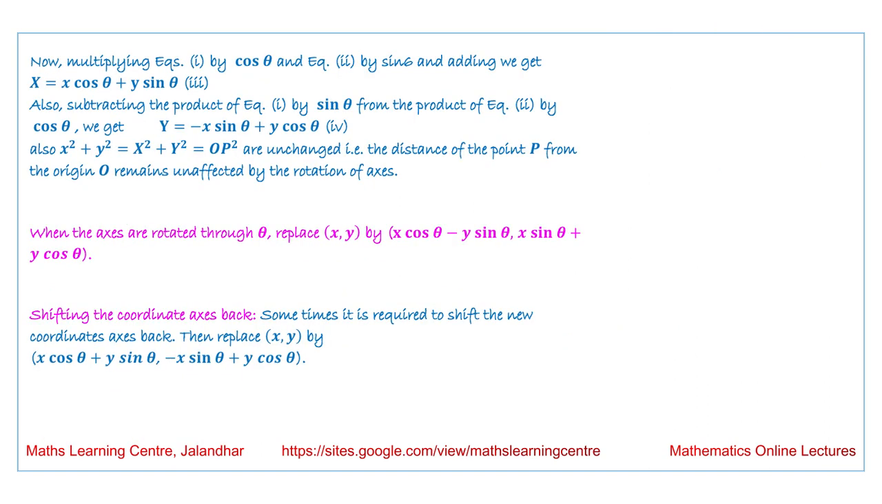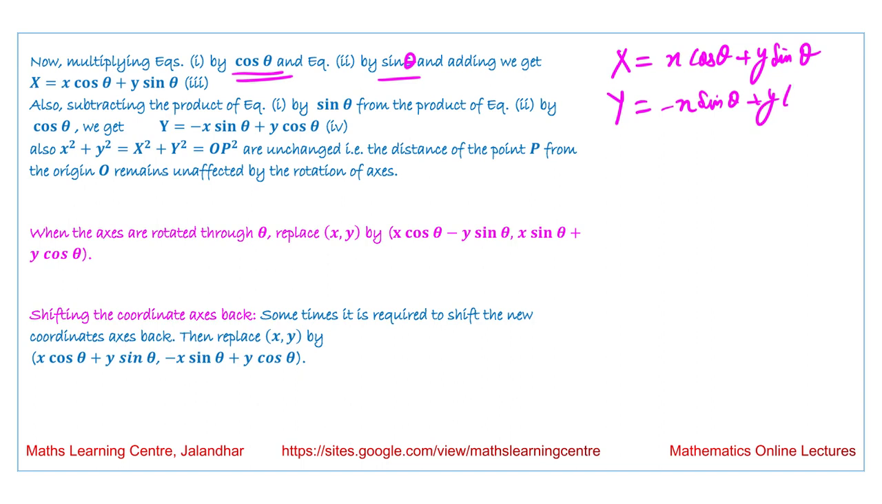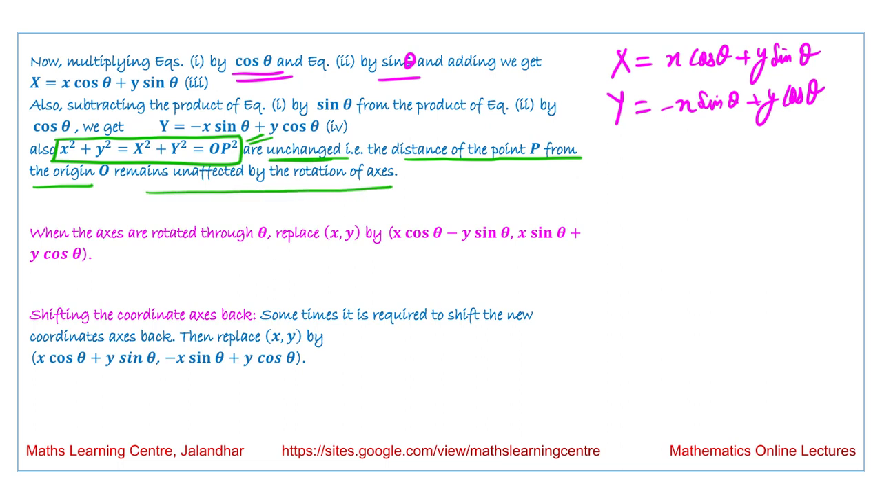Now, if we multiply equation 1 by cos theta and equation 2 by sin theta and add them, we obtain the value of capital X is equal to x cos theta plus y sin theta, and the corresponding value of capital Y is equal to minus x sin theta plus y cos theta. And x square plus y square will be equal to capital X square plus capital Y square, which is equal to OP square. These are unchanged, that is, the distance of the point P from the origin remains unaffected by the rotation of the axis.